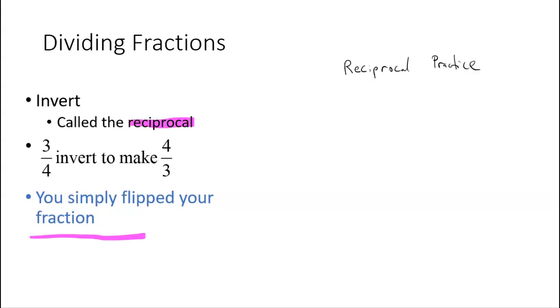Okay. And again, if you want to pause the video and try to do some of these problems on your own, feel free. So, reciprocal practice. If I have 5 over 7, this inverted, or reciprocal, is going to make 7 over 5. So again, 7 moves to the top, the 5 moves to the bottom.